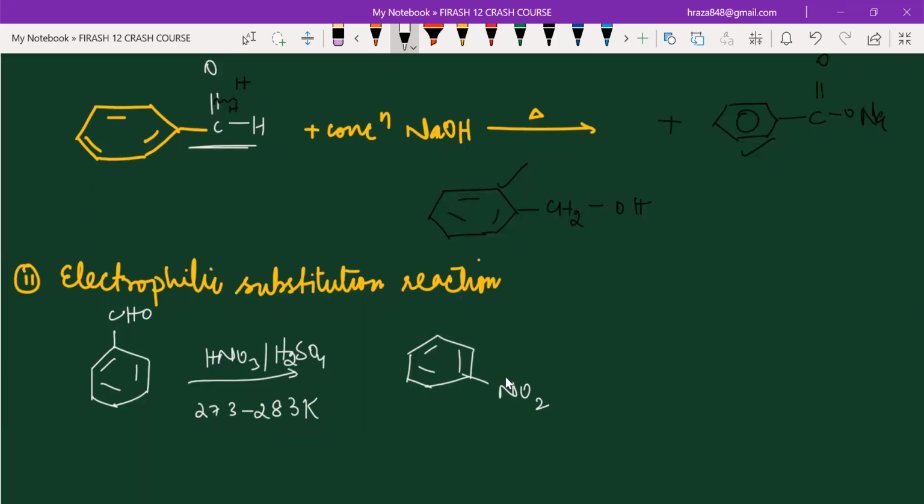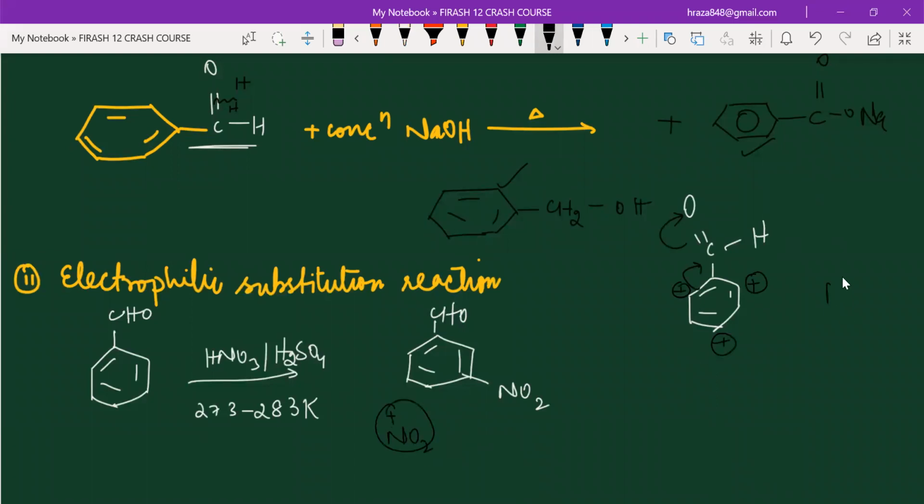NO2 will go at meta, not at ortho and para, because this CHO has a minus R effect. This CHO has a minus M or minus R effect, and you know that minus M means it will withdraw electrons from the benzene ring, and there will be a positive sign, a positive sign, and a positive sign. And NO2+ is an electrophile.